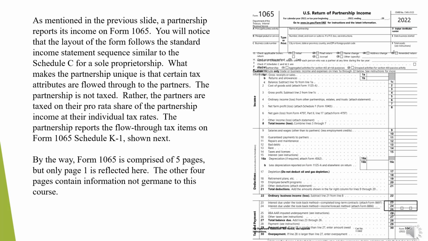Now, the 1065 has 5 pages, so it could be very lengthy in terms of the kinds of disclosures that have to be made relative to the partnership, and each partner would have to be aware of those types of disclosures.